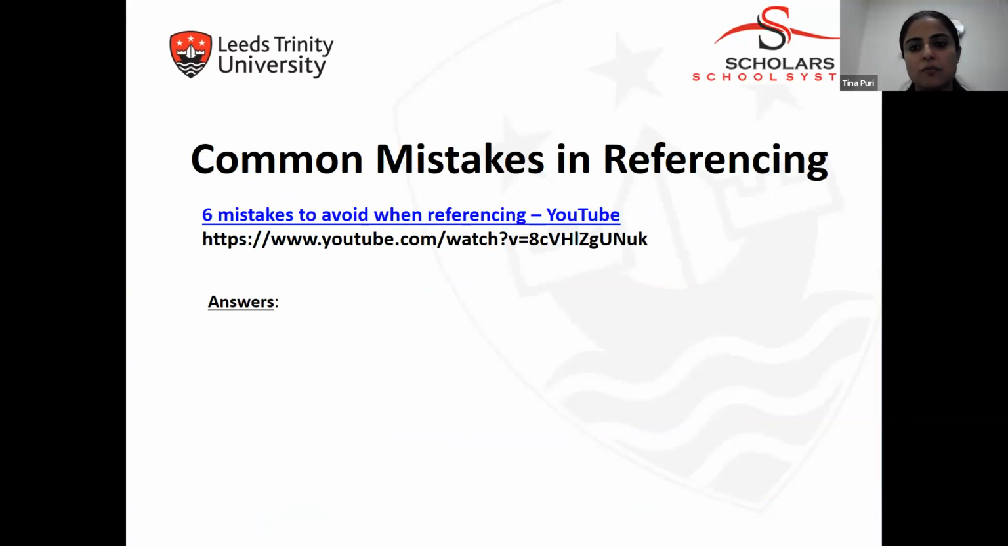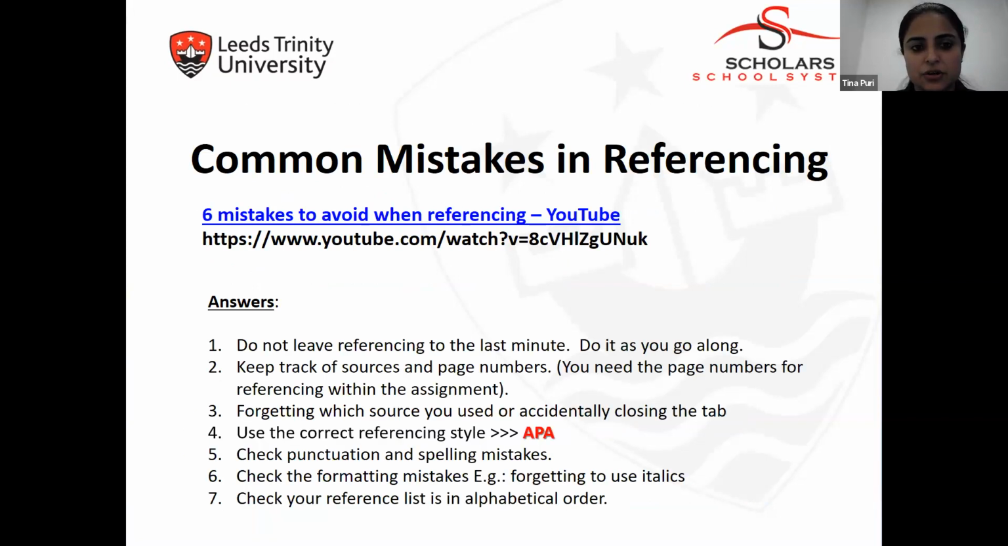Now let's have a look at common mistakes in referencing. Here are those. First, do not leave referencing to the last minute; do it as you go along. Second, keep track of sources and page numbers. Third, forgetting which source you used or accidentally closing the tab. Fourth, use the correct referencing style, and that is APA. Fifth, check punctuation and spelling mistakes. Sixth, check formatting mistakes, for example forgetting to use italics. Seventh, check whether your reference list is in alphabetical order.